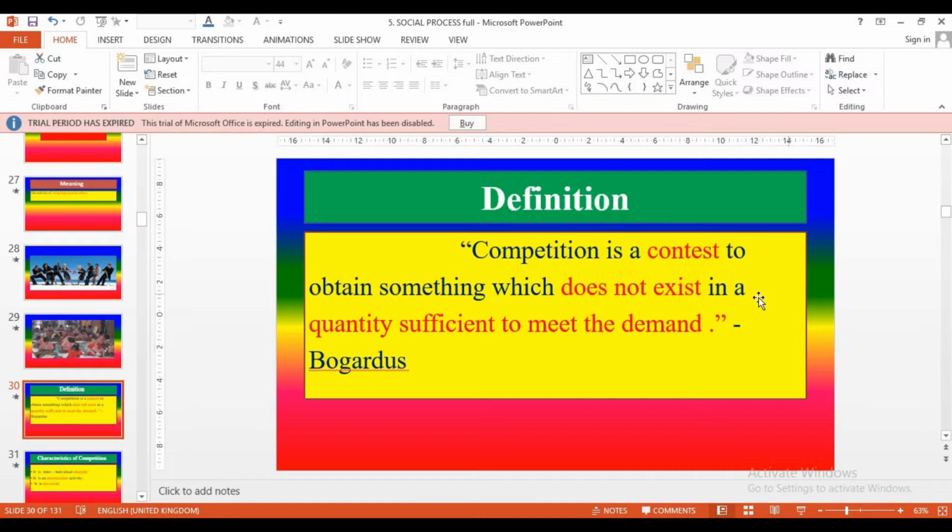Definition: a contest to obtain something that does not exist in quantities sufficient to meet demand. For example, in our college, in class, only one student may be able to get the first mark, but every student competes to attain the first mark. So that is a competition.